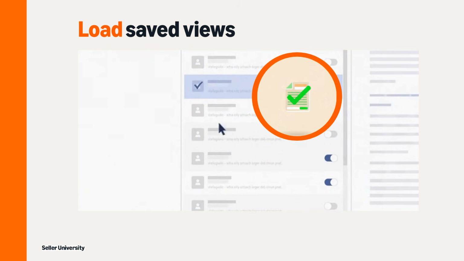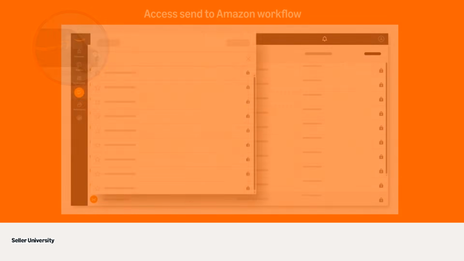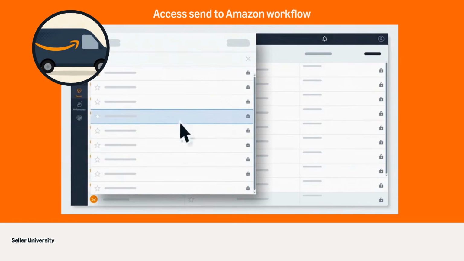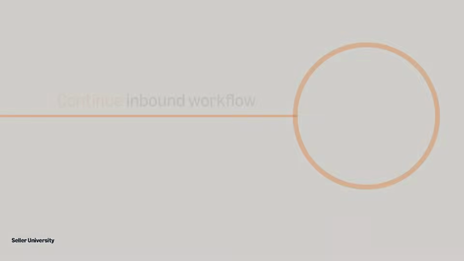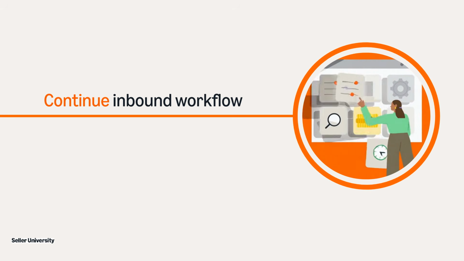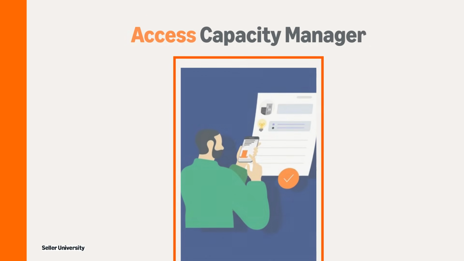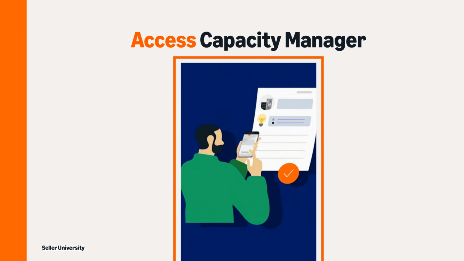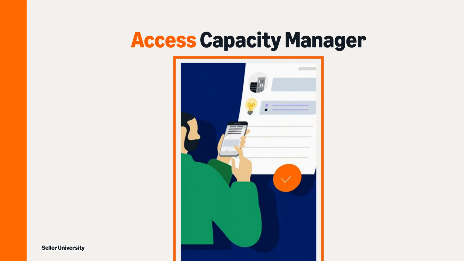From My Shipments, you can access the Send to Amazon workflow by selecting a shipment or order ID. You can continue your inbound workflow from there as you normally would. You can also access Capacity Manager from this page. Use it as you do today to monitor your capacity limits and plan inbound shipments.